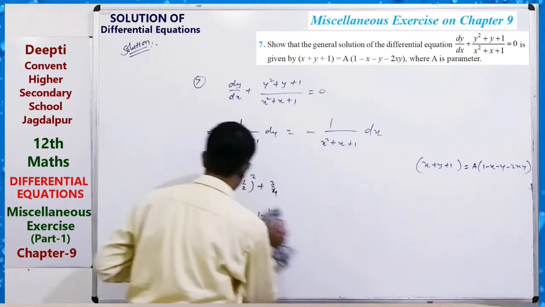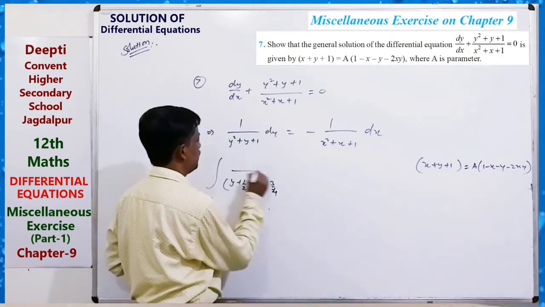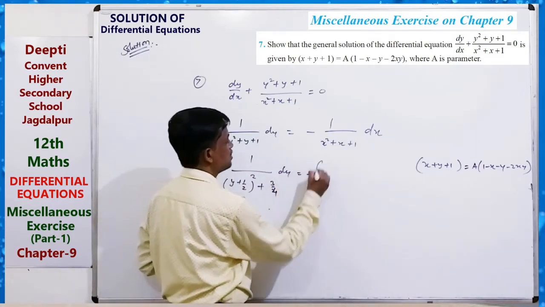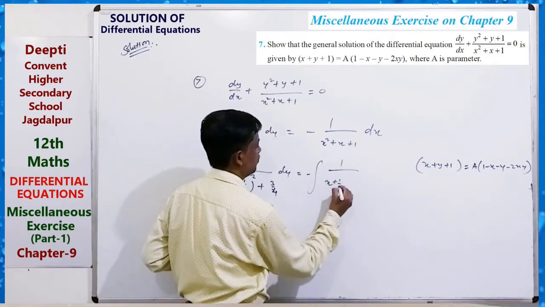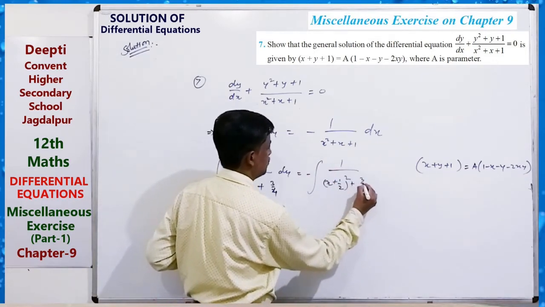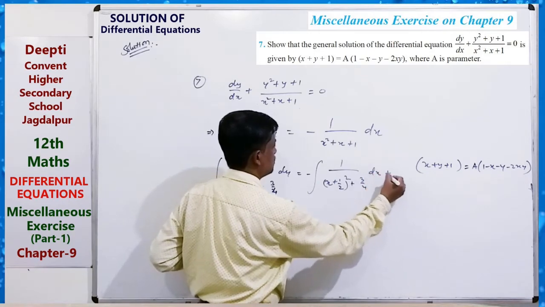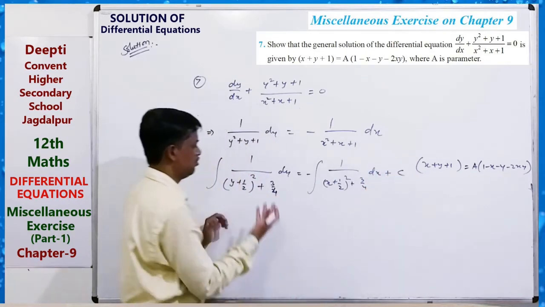Similarly, on the right hand side, we can write integration of 1 upon dy equals to minus integration of 1 upon (x plus half) square plus 3 by 4 dx plus c. Now we can solve it.